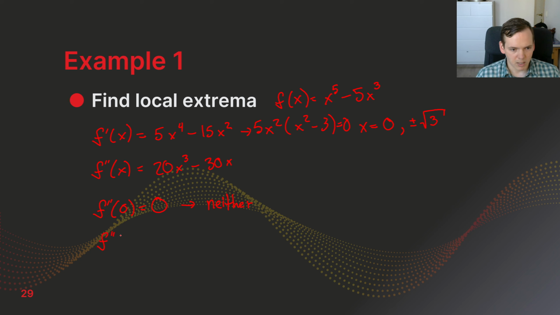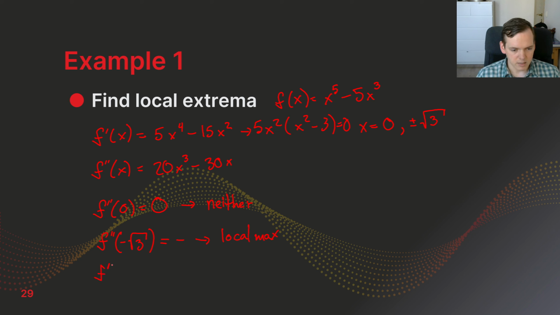F double prime of negative square root 3. If we look at that, we're going to get a negative value in that first term, a negative value in the second term. So no matter how things combine together, we know this definitely has to be negative. So this is negative, which means that it is a local max.